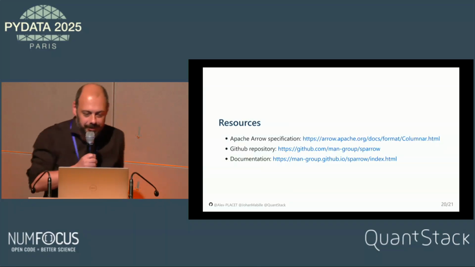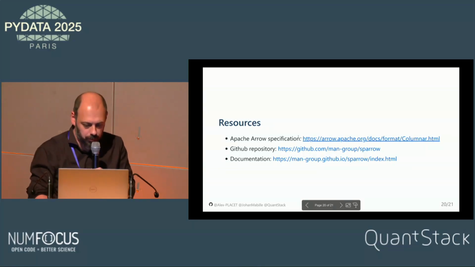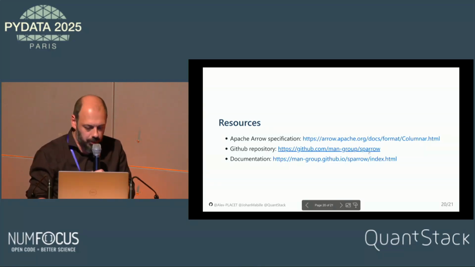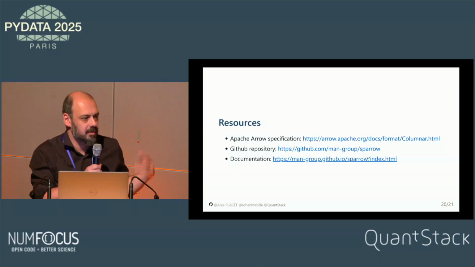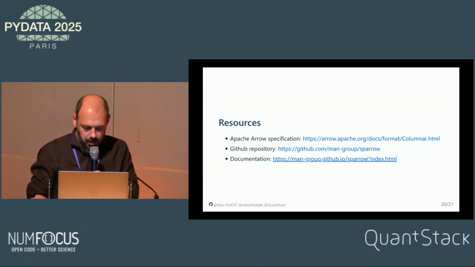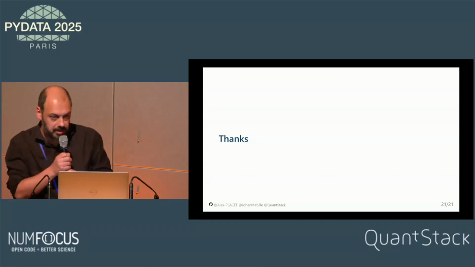And some resources. The Apache Arrow specification, I guess you know where it is. Here is where you can find Sparrow, and the documentation. This documentation includes a deployment of JupyterLite, so you can test Sparrow online without installing anything. And I think I'm a bit ahead of time, so it's time for questions. Thanks.